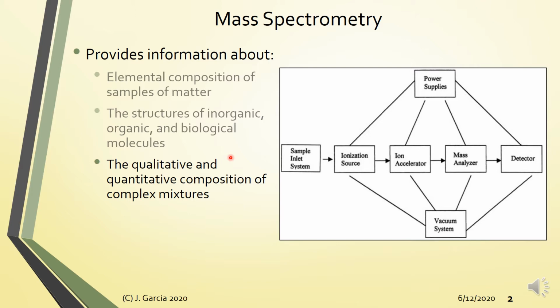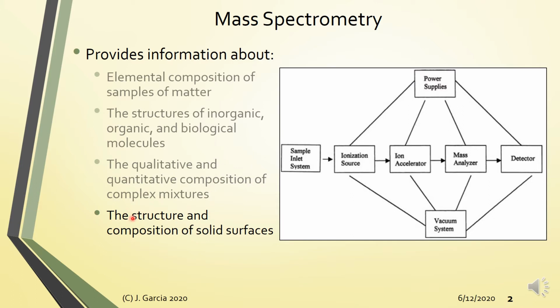Determining qualitative and quantitative composition of complex mixtures, and even elucidating the structure and composition of solid surfaces. So if you've heard of the Mars rover, the robot that was sent to Mars to study the Martian environment, this Mars rover is actually equipped with a mass spectrometer. Alright, so that in situ, in the Martian environment, rock samples or soil samples, the chemical composition and structural information can be obtained on the spot.